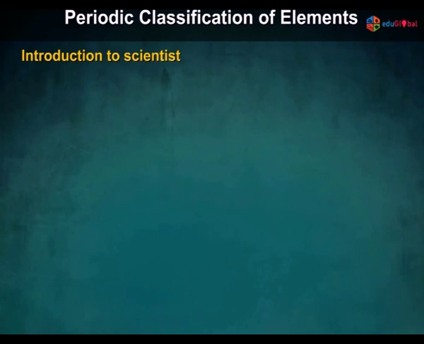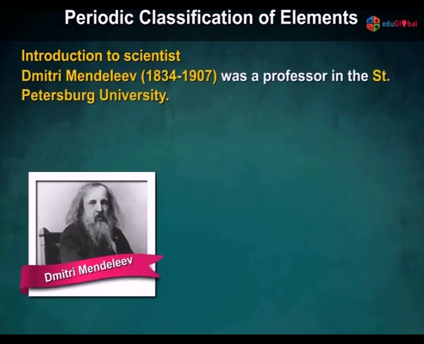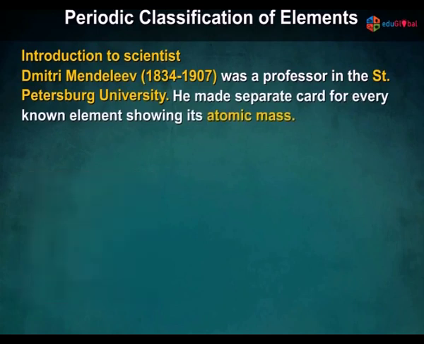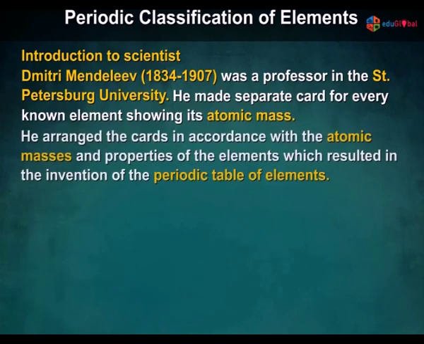Introduction to scientist. Dmitry Mendeleev, 1834 to 1907, was a professor in St. Petersburg's University. He made a separate card for every known element showing its atomic mass. He arranged the cards in accordance with the atomic masses and properties of the elements, which resulted in the invention of the periodic table of elements.